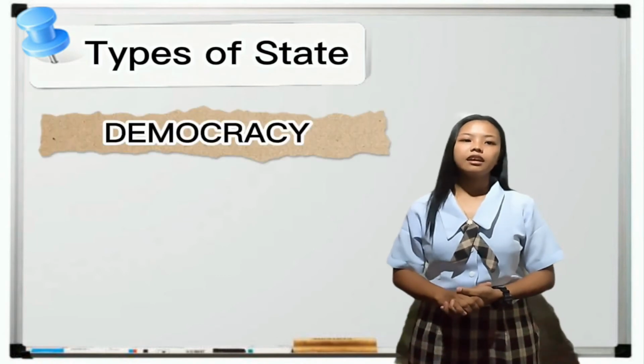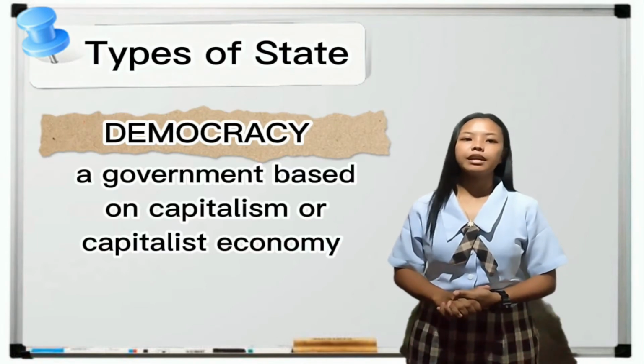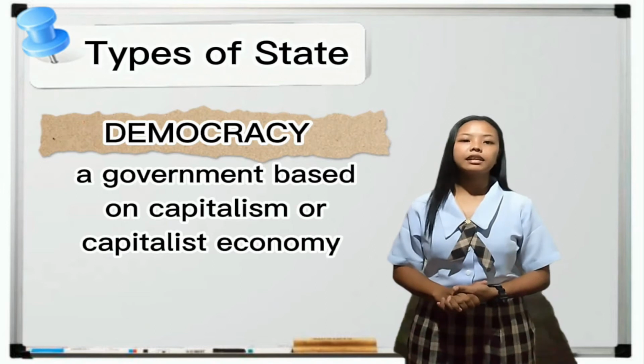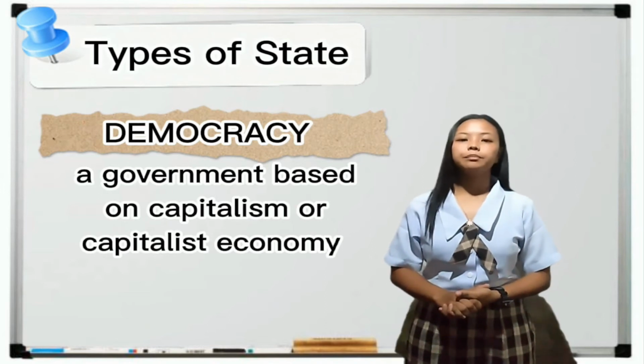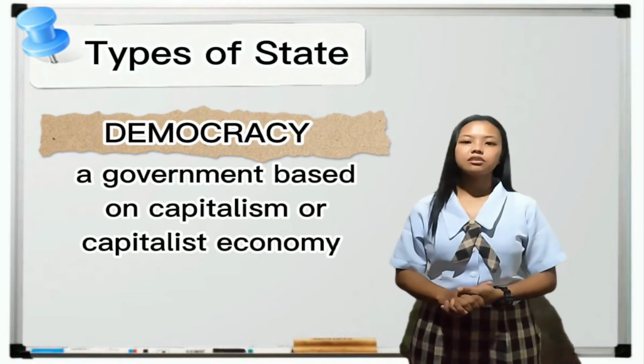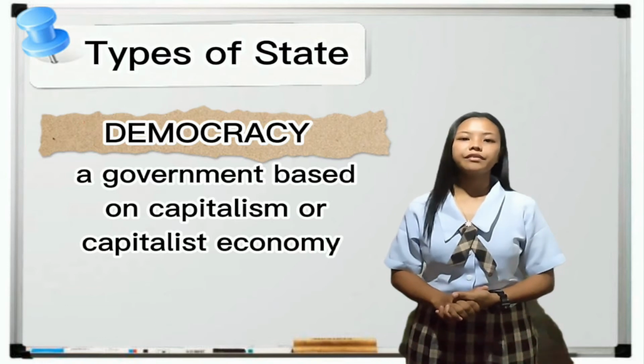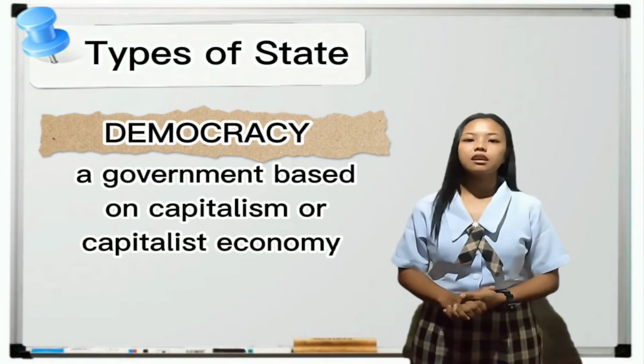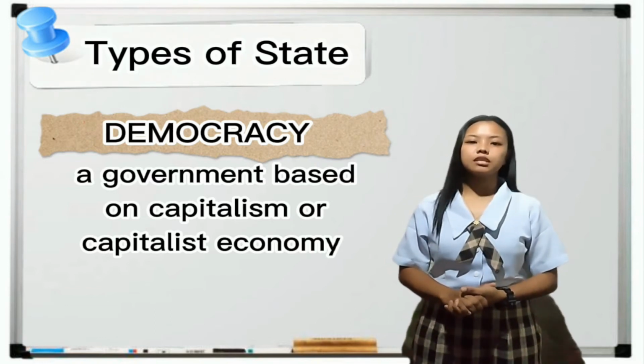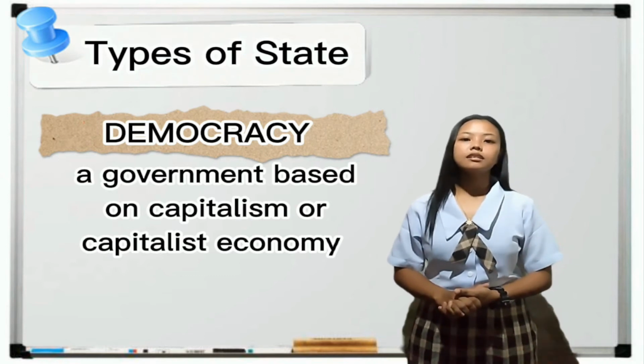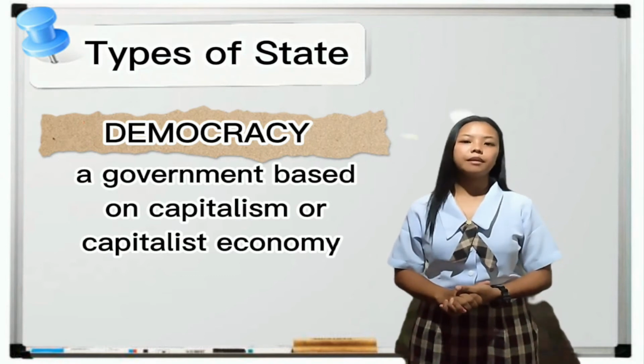While on the other hand, democracy is a government based on capitalism or a capitalist economy. The government provides all the major industries but also allows private entities or individuals to produce goods and services for its people. Citizens are also given much freedom to choose for themselves.